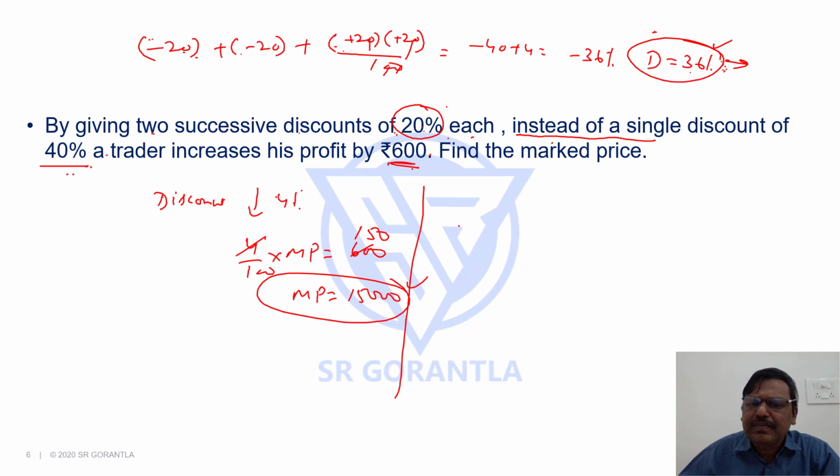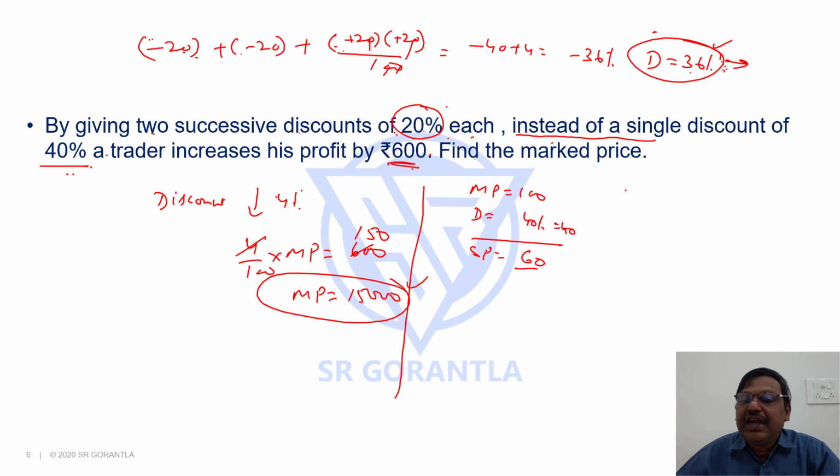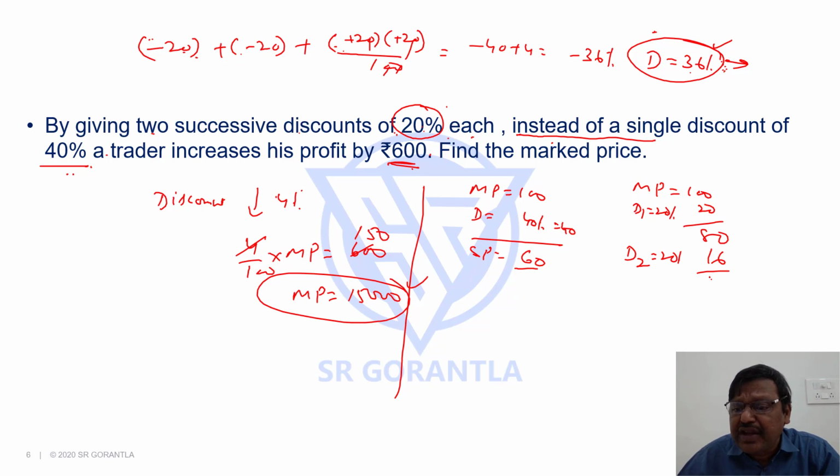Or you can take, suppose the market price is 100, what happens? If there is a single discount of 40%, it is 40 rupees, I have to pay 60 rupees. The article will be sold for 60 rupees. If there are two successive discounts, what happens? First discount 20%, 20% on 100 is 20, it is 80. Second discount 20%, 20% on 80 is 16. Finally, you will sell at 64.